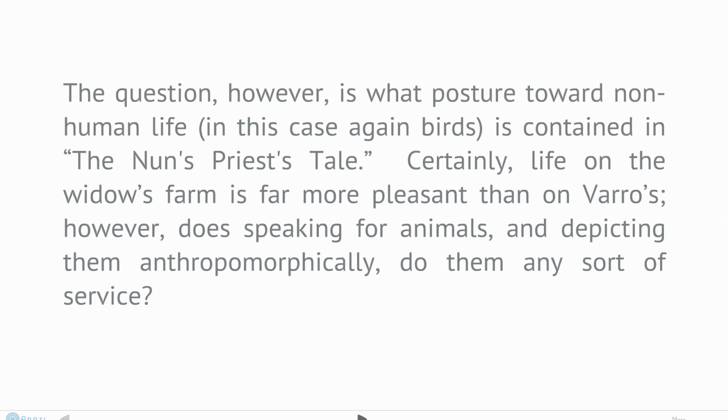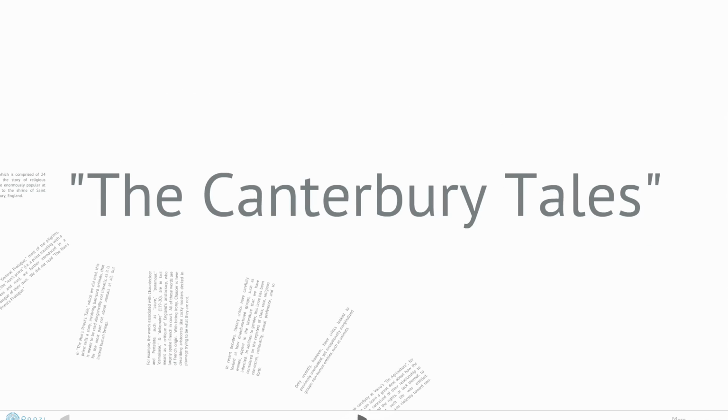So it does raise a question: what sort of posture toward non-human life, in this case birds, chickens, is contained in the Nun's Priest Tale? Certainly life on the widow's farm is more pleasant than Varro's, but the million-dollar question here, does speaking for animals and depicting them anthropomorphically do them any sort of service? In other words, what is it that we're getting out of doing this when we anthropomorphically talk about animals? Does it do them a service, or does it do them a disservice?